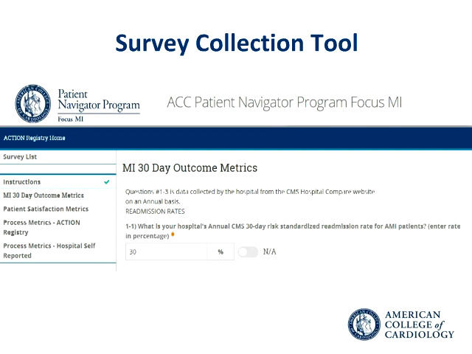As you can see here, the second item listed on the left side is MI 30-day outcome metrics. And as you can see here, it asks 3 questions. Questions 1-1, 1-2, 1-3. This is data collected, and it tells you where the data source is, in this case, the CMS Hospital Compare website. And it asks the question, what is your hospital's annual CMS 30-day risk standardized readmission rate for AMI patients? Please enter that percentage that's listed there, and it allows you then to upload that data as you go along.